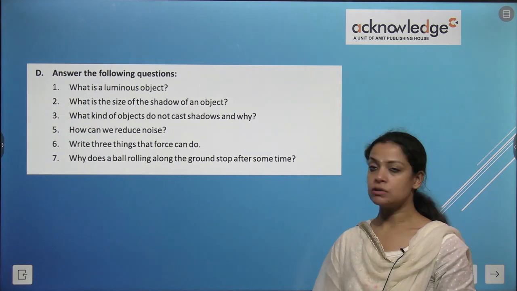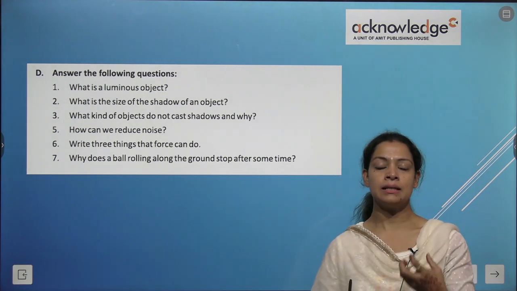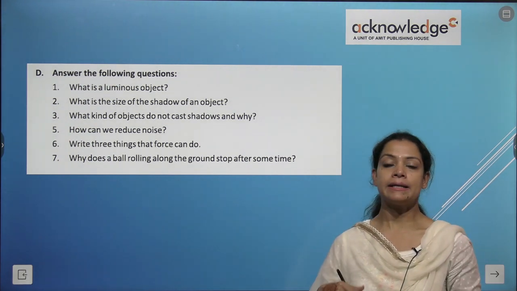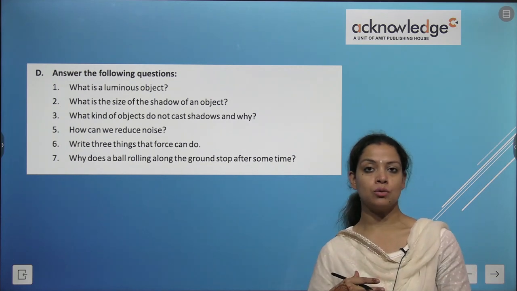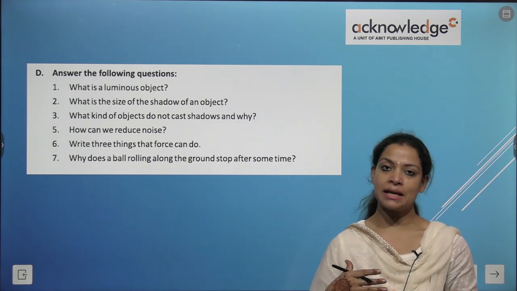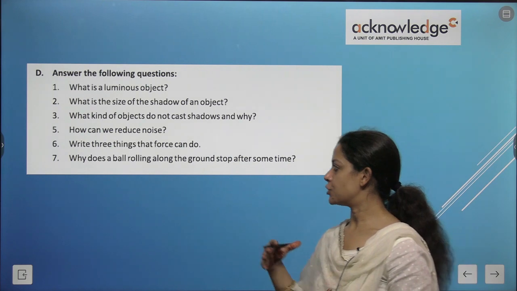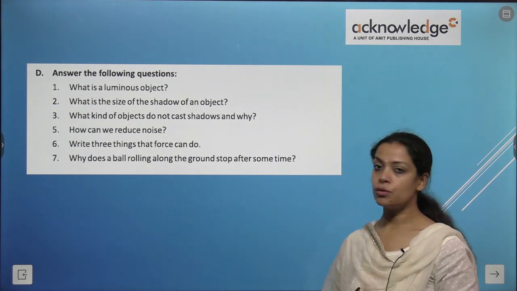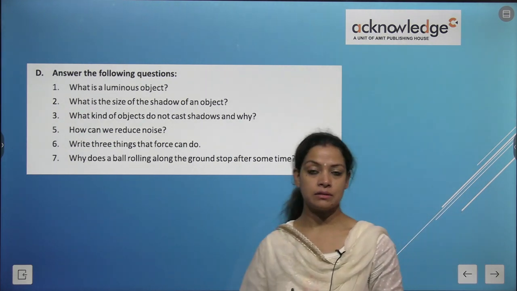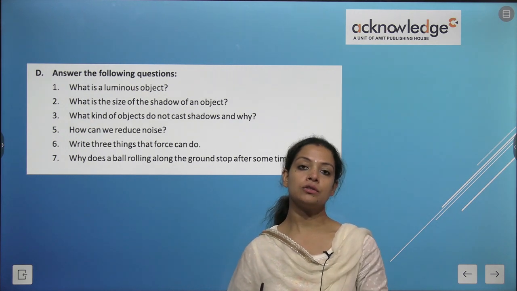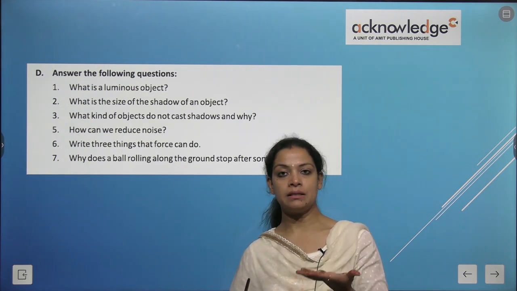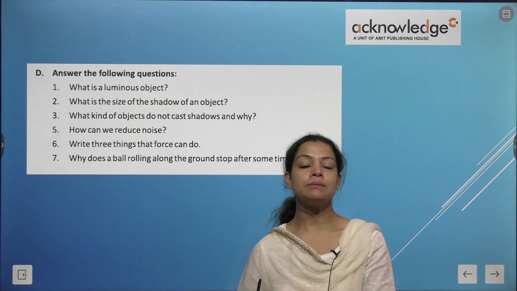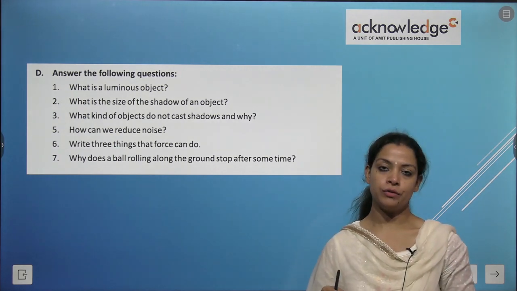Write 3 things that force can do. So force is applied as push and pull. It can help in opening and closing the doors, and it changes the size, shape and even the direction. Why does a ball rolling along the ground stop after some time? Because of the force of friction which is applied by the ground to the object. It helps in stopping a moving object.